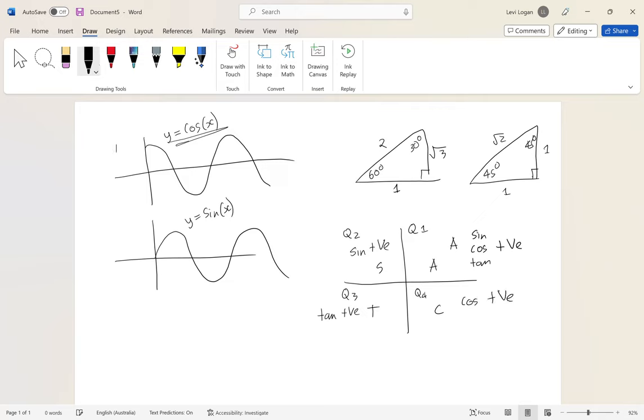So in quadrant 2, cos and tan are negative. In quadrant 3, sine and cos are negative. And in quadrant 4, tan and sine are negative. So this is the stuff you need to be familiar with before you even have a go at trying to solve these trigonometric equations. You also need to be familiar with radians.